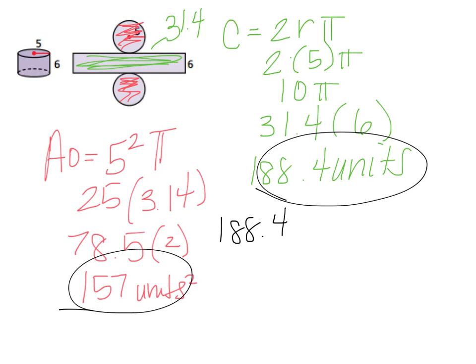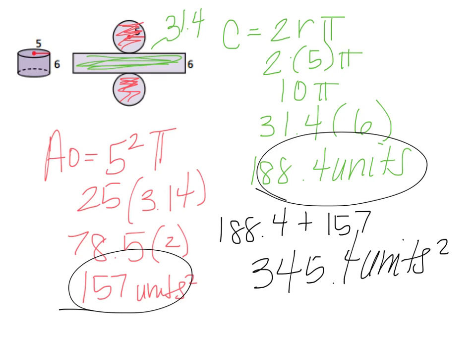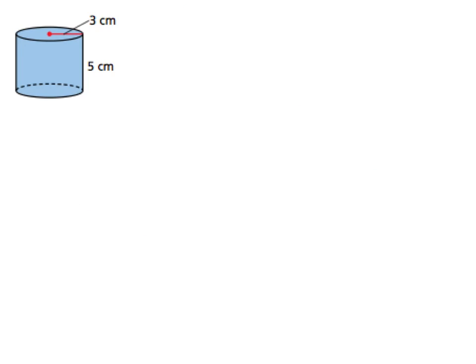So 188.4 plus 157, which is going to give me 345.4 units squared. Alright, let's try finding the surface area of this figure. So pause it throughout so that you can compare your answers to mine.